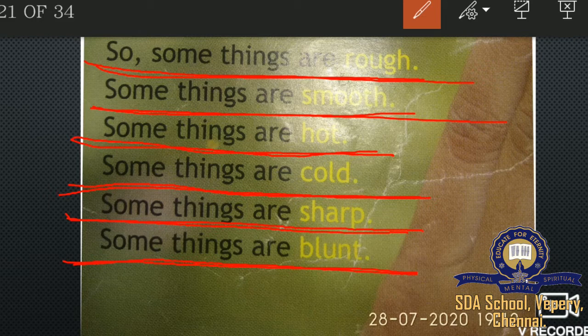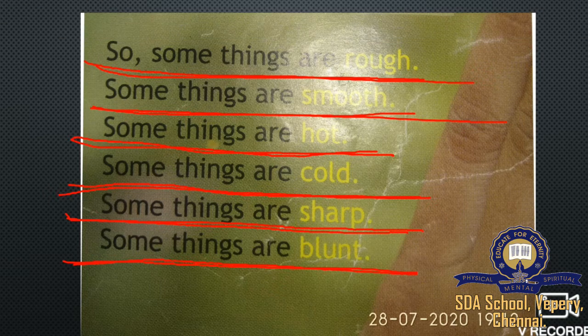We'll read this paragraph one more time. Some things are rough. Some things are smooth. Some things are hot. Some things are cold. Some things are sharp. Some things are blunt. Is it clear, children? This is how a book will be. Okay, if you get a book, kindly start reading with your book.